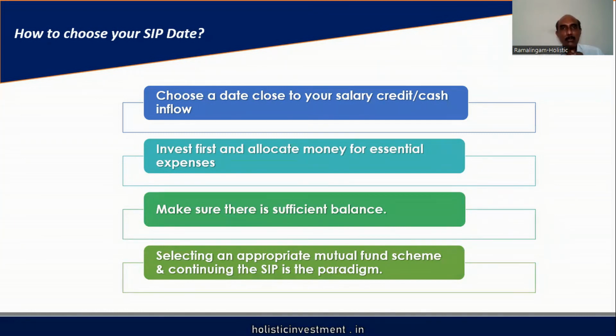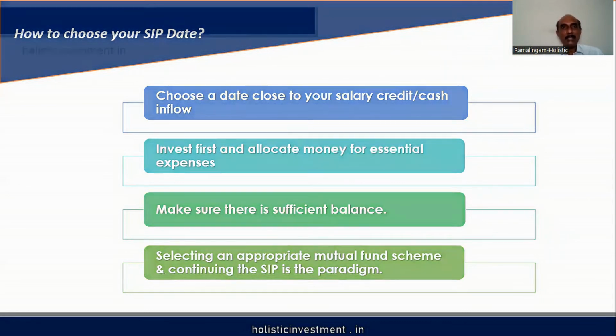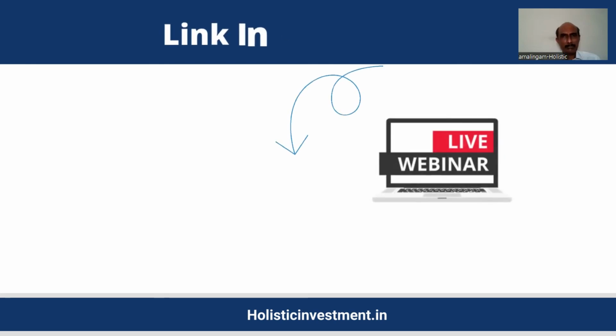Continue your SIP throughout the term. Don't stop in between, because the purpose of SIP is to get a better average out. Only if you continue throughout the period, the average out will happen. Otherwise, you will stop for some 3-4 months. During that point in time, market may dip. You will miss, right? Otherwise, if you continue the SIP, there is an opportunity for you to buy more number of units for the same money. You should not miss that. That is why continue your SIP by selecting good schemes.